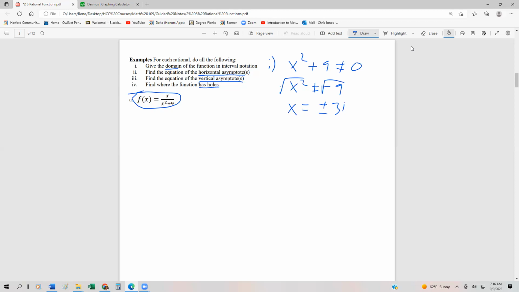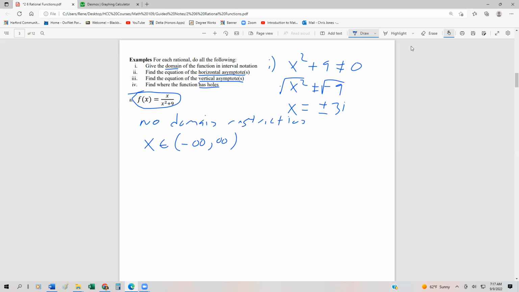And so what that means is that there is no domain restriction. If that's the case, then the domain is all real numbers. If the denominator never equals 0 and there are no radicals or anything of that nature, then we just say that the domain is all reals.